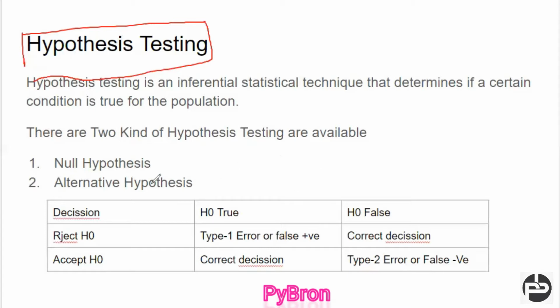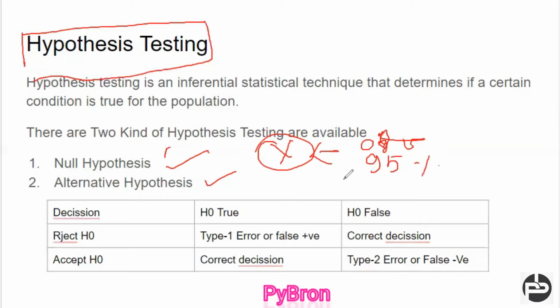Hypothesis testing is of two kinds: one is the null hypothesis, another is the alternative hypothesis. What is the null hypothesis? Suppose country X invented a vaccine for corona, and this vaccine's accuracy is around 95%. This is the null hypothesis. Suppose India invented one vaccine, and India is claiming that this vaccine's accuracy is around 95% to recover from corona.